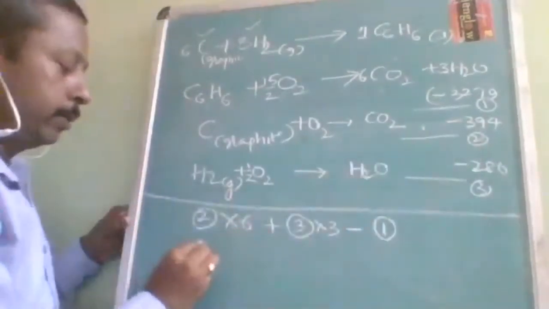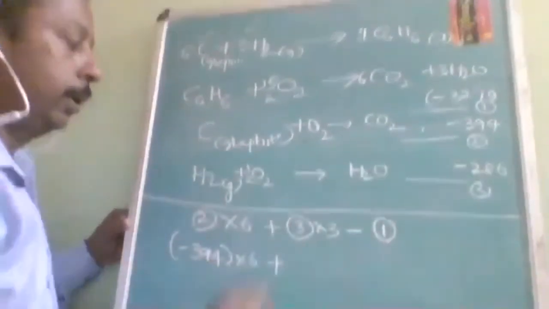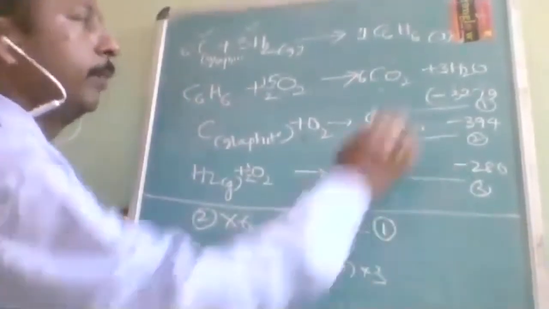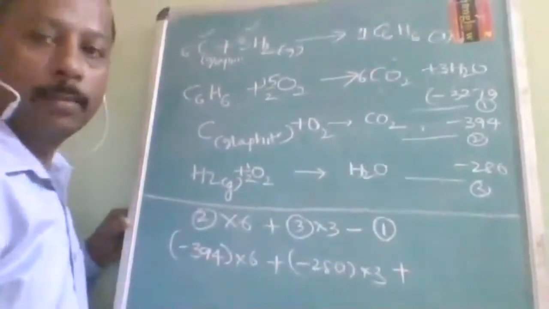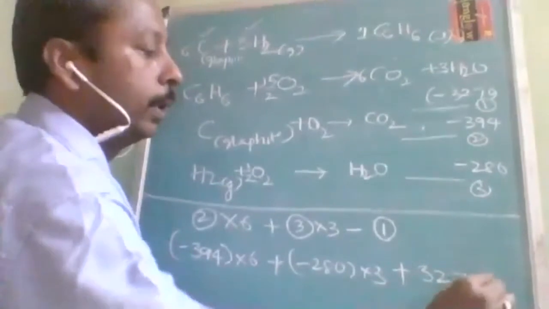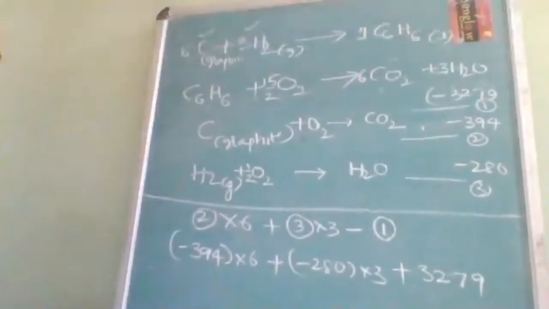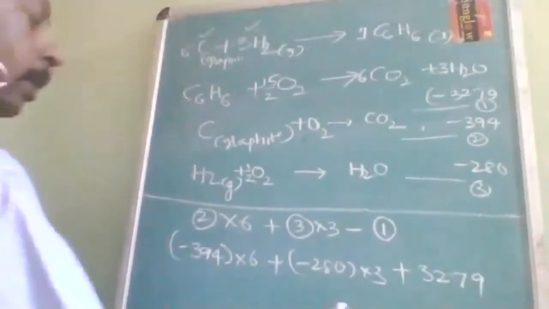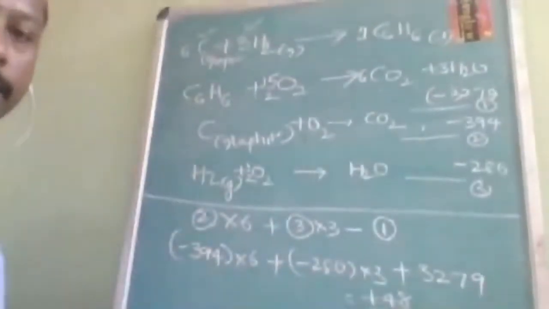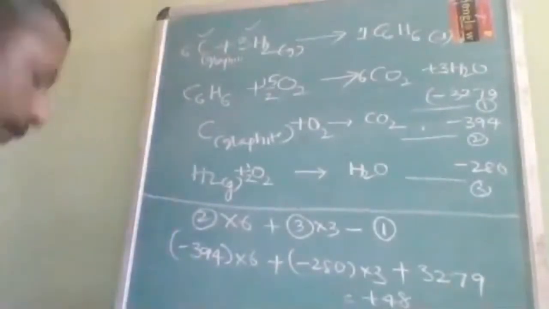Now the second equation with 6: the value is minus 394 into 6, plus the equation 3 value, minus 286 into 3, and minus of minus will be plus. Now this will be 3270. On simplification you are going to get the answer, and it is plus 48. Is it understood, students, how to manage these questions?